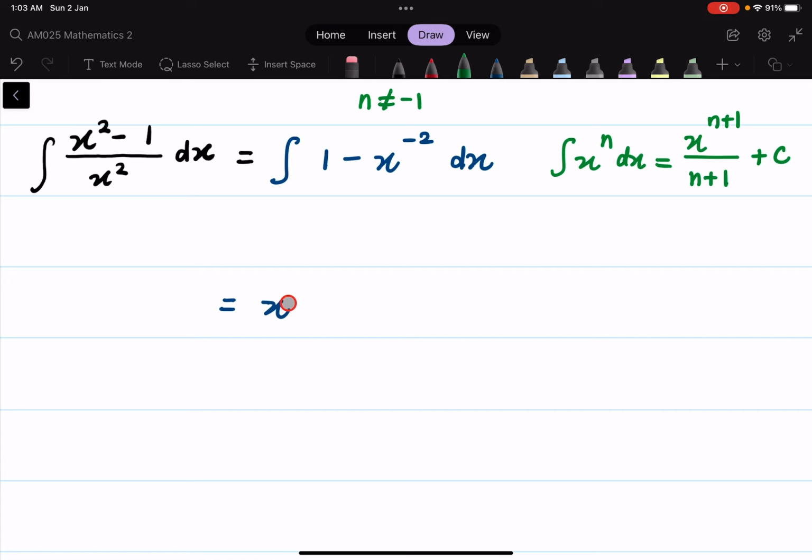Okay, so now let's go to this part. x to the power of negative 2 becomes, negative 2 plus 1, x to the power of negative 1 divided by negative 1, plus c. So if we simplify, we're going to get x plus 1 over x plus c. Yeah, that's it.